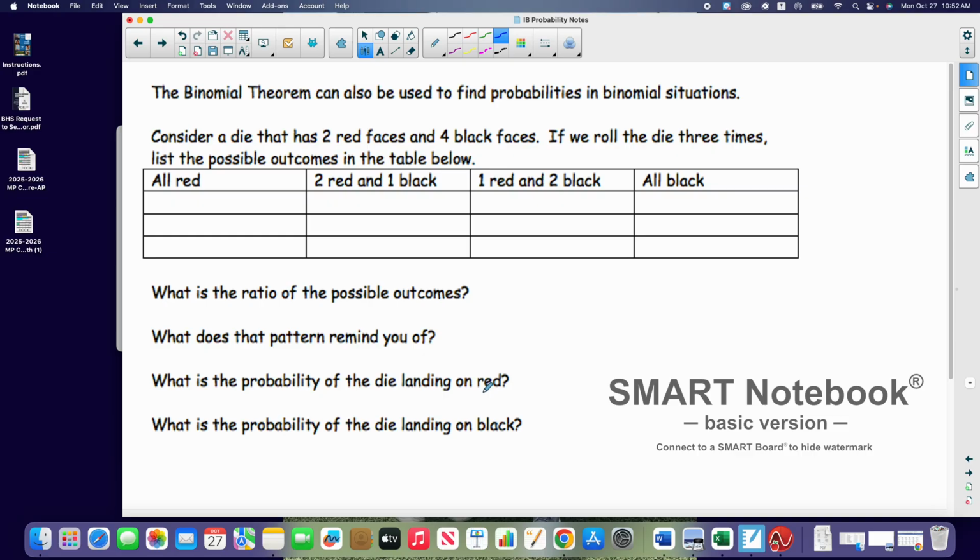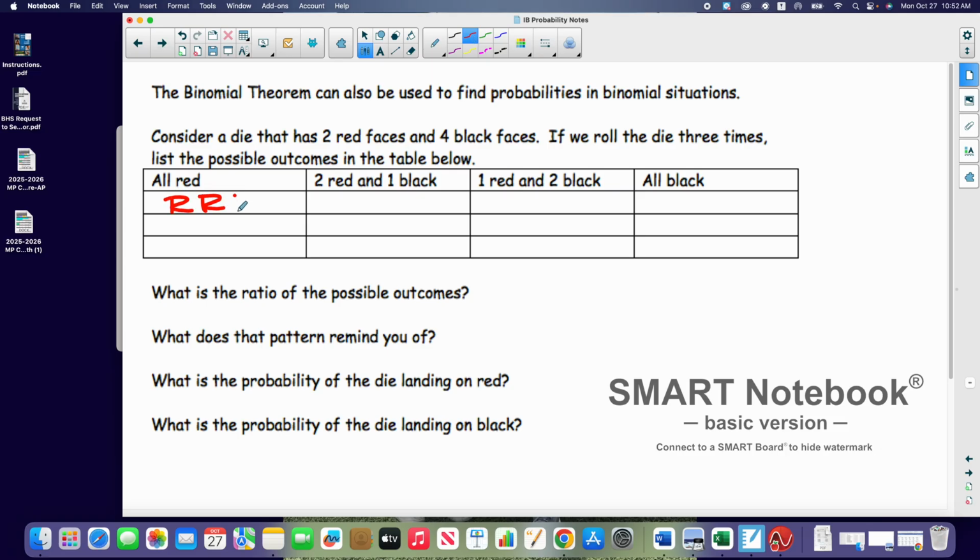The binomial theorem can now be used in some probabilities. So here's the connection of probabilities. All right? I have a special die. It's got 2 red faces and 4 black faces. It's got 6 faces total. 2 red, 4 black. All right? If I were to roll it 3 times, what do my outcomes look like?